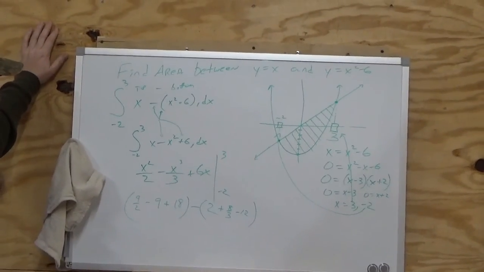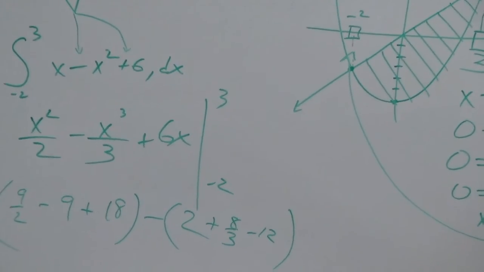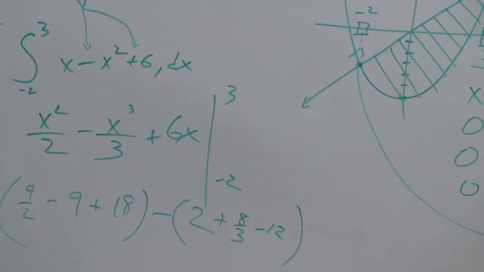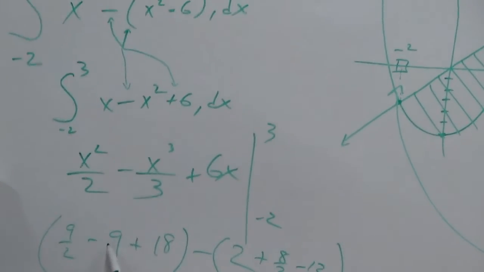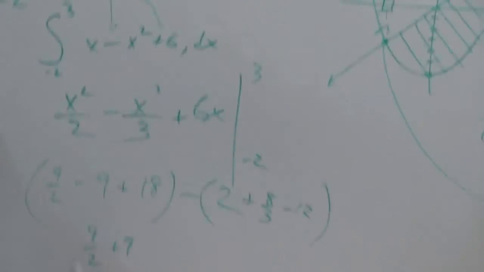So I'll give you a second, because I'm sure a lot of you are going to be stopping and doing some of this work on your own. Let's see, this is 18 minus 9, so this is just 9 halves plus 9. Well, let's see, 9 halves, that's 4 and 1/2.